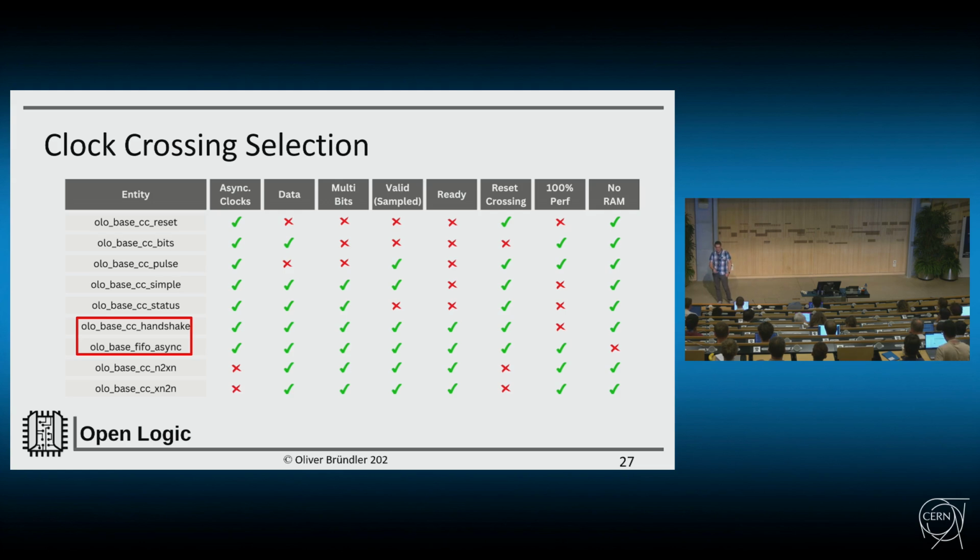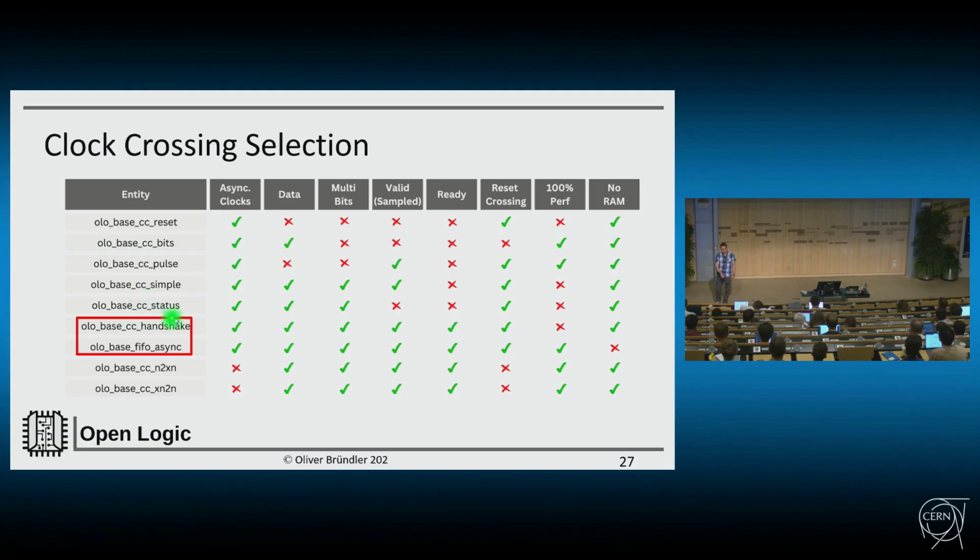For the others, we can quickly go through what they are. The individual bit clock crossing, we checked. That's a double-stage synchronizer. Reset clock crossing, we also looked at. There is also clock crossing for pulses. A simple one for low-rate signals with a data bus plus a valid signal. And a status clock crossing.